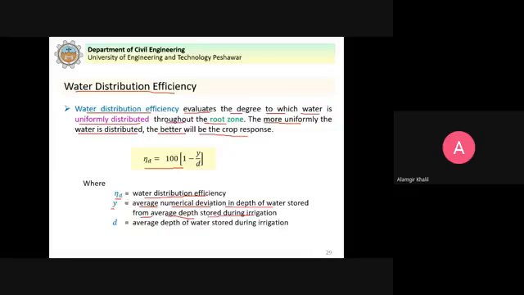So if there is no deviation, what will happen? Y will be 0. So the water distribution efficiency will be 100%. This Y is the deviation from the average depth of water stored during irrigation. This Y represents the average numerical deviation. So if there is no deviation, then Y will be 0, 1 minus 0, and this efficiency will be 100%.